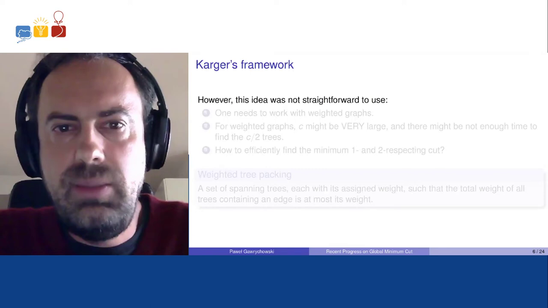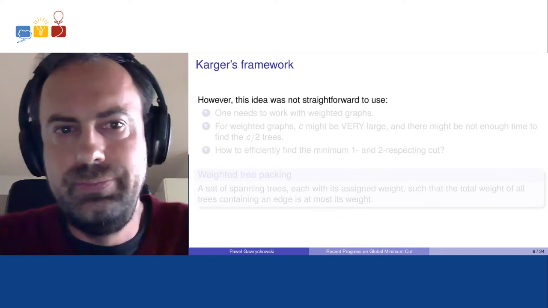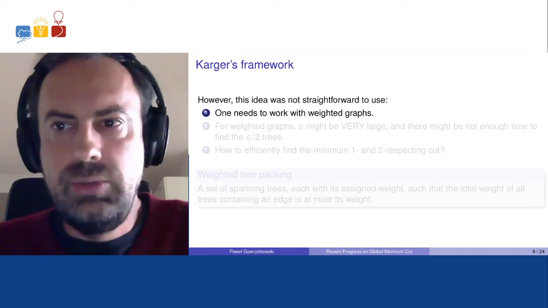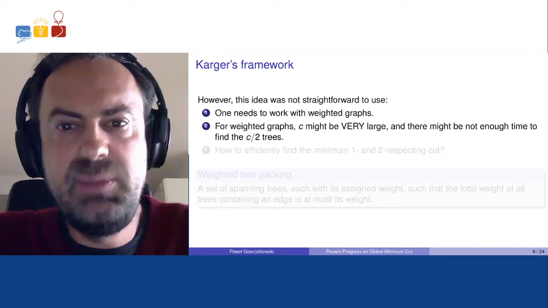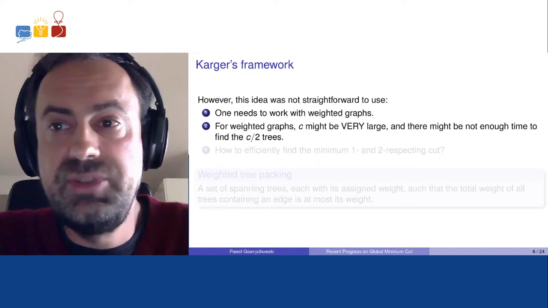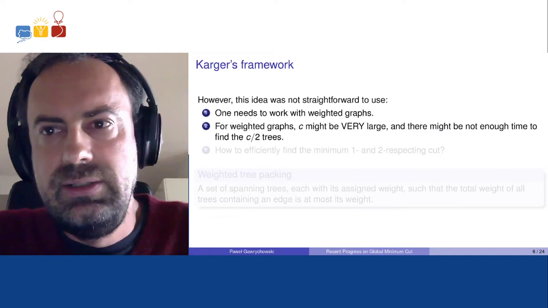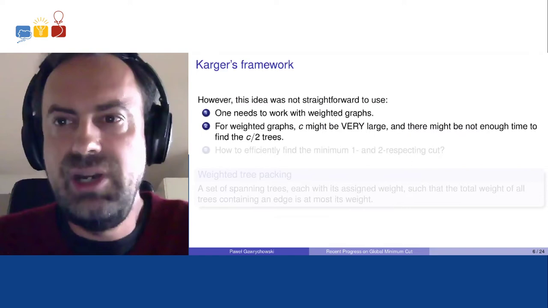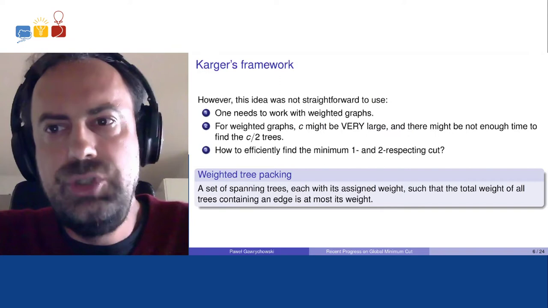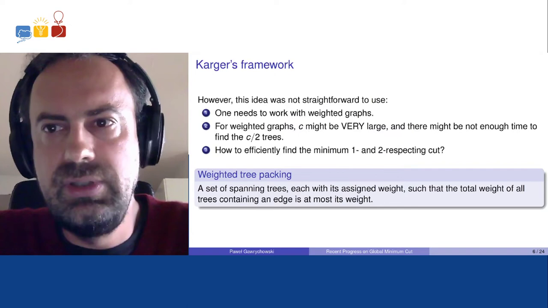And the main problems that he had to solve are, first of all, he wanted weighted graphs. So you have to generalize this theorem to weighted graphs. Okay, you can do this. But when you do this, then the value of the minimum cut C might be actually very large. It could be much larger than m and n. And on the previous slide, I said that we look at C/2 spanning trees. So it's not clear whether it's polynomial at all. And it's not clear how to find those trees. So somehow you have to figure out how to do this. And finally, if you're able to do this, then you still need an efficient procedure for finding the minimum one- and two-respecting cut. So that's the last step of this reasoning.